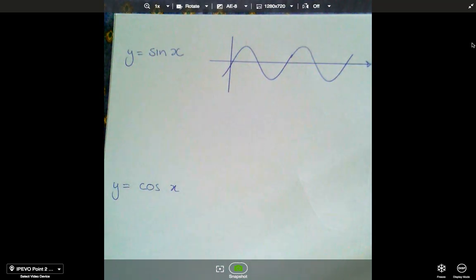Okay, let's look at all the rules and all the other functions. So we've done polynomials, but all these other functions. So let's start with y equals sine x. Now remember, if we want to find the derivative, it gives us the gradient of the tangent.